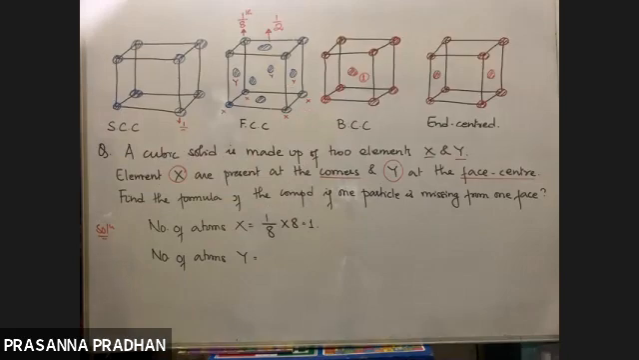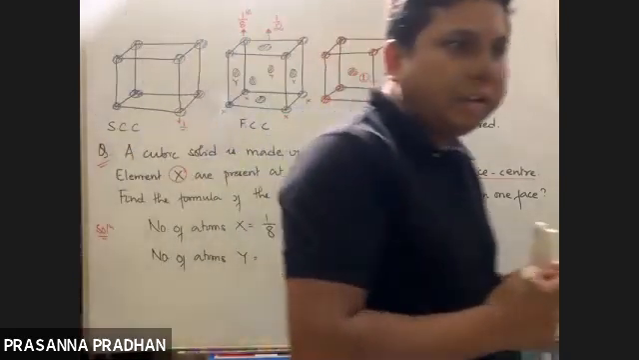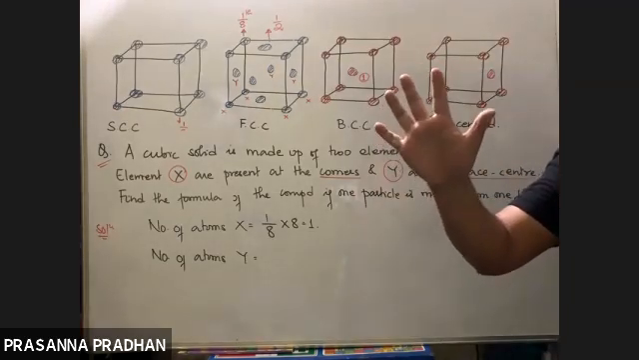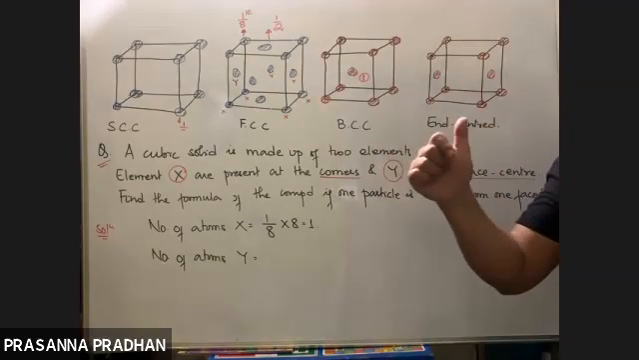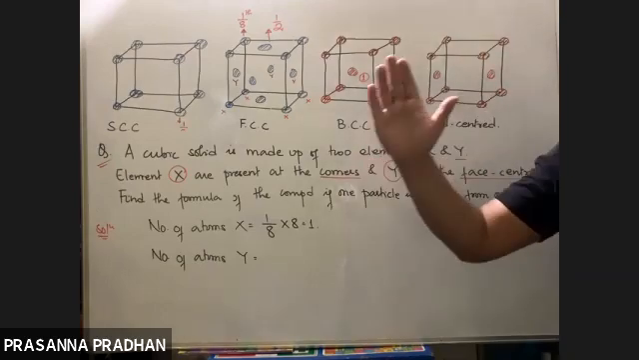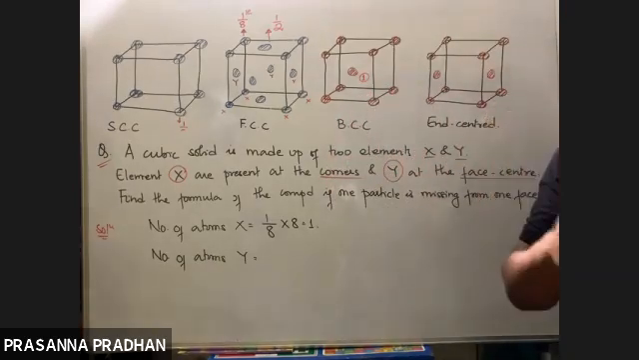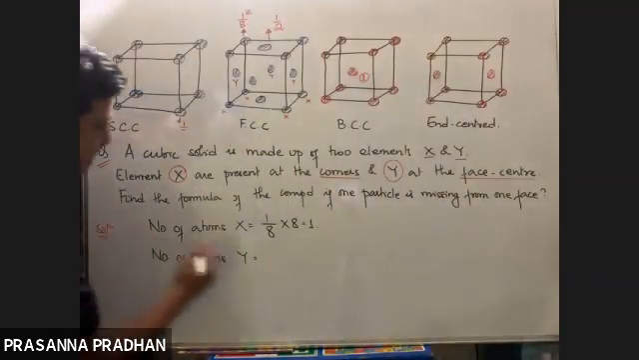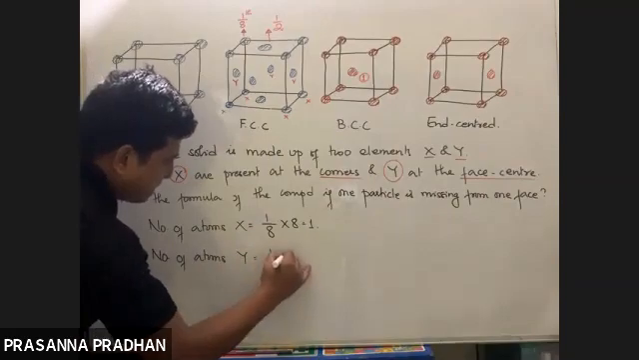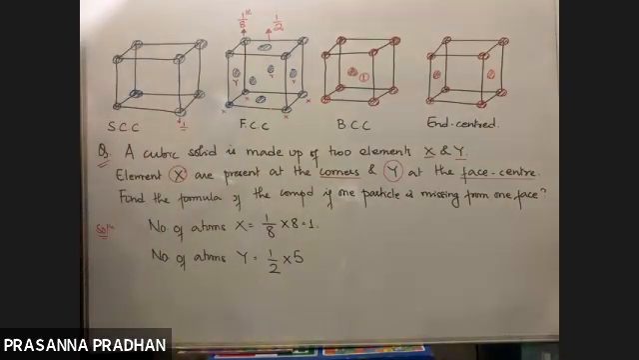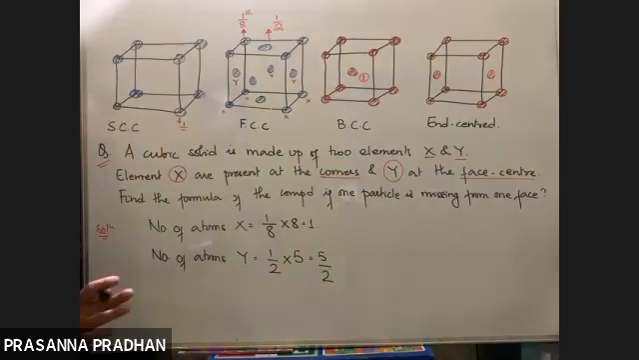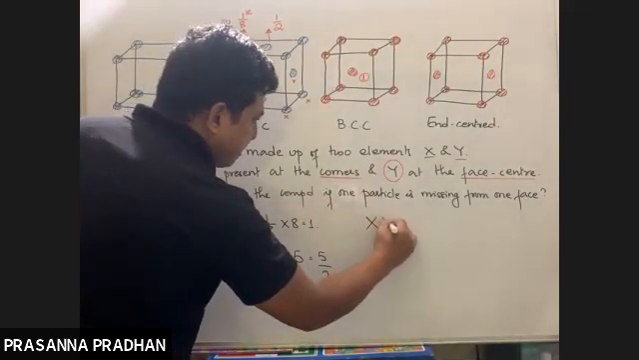Usually the contribution of each face particle is 1 by 2, and there are 6 faces, so 6 particles at 6 faces. But one particle is missing from one face. So how many particles are present at the faces? 5. So the number of atoms of Y will be the contribution of one face particle, half, into 5, since particles are present only at 5 faces, not 6. So this will be 5 by 2. Got it? Yes, sir. One particle is missing, so the formula will be X Y 5 by 2.